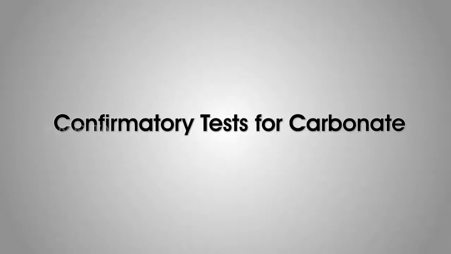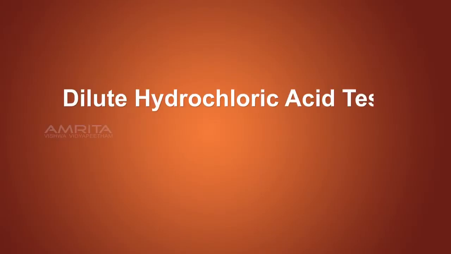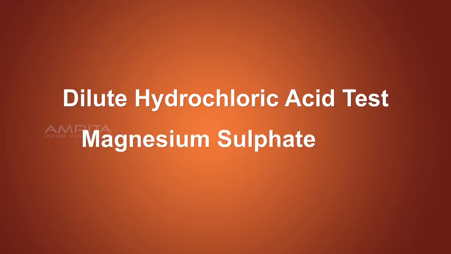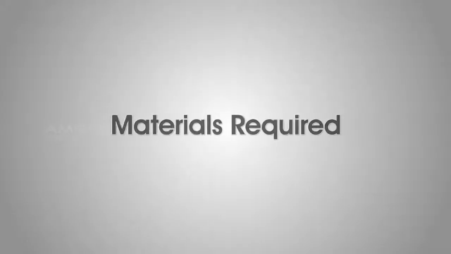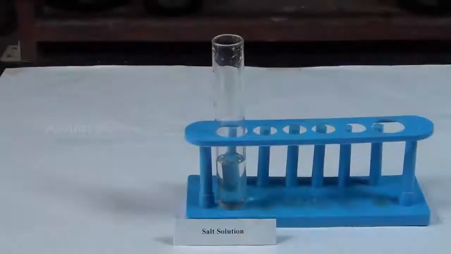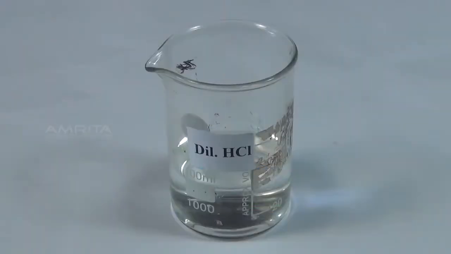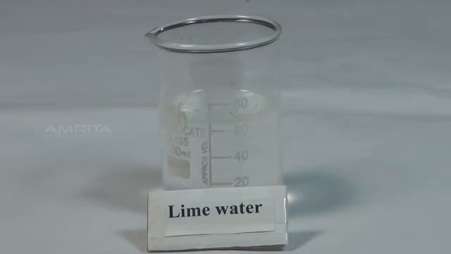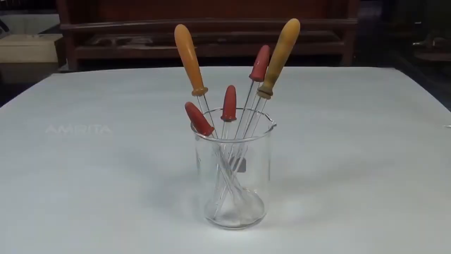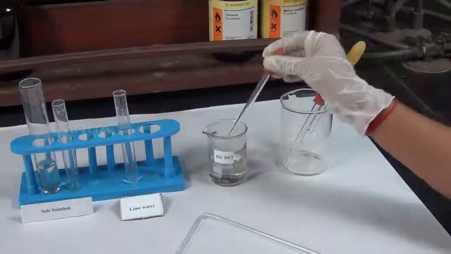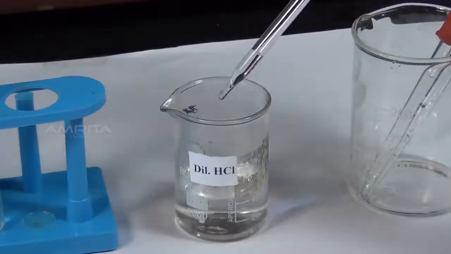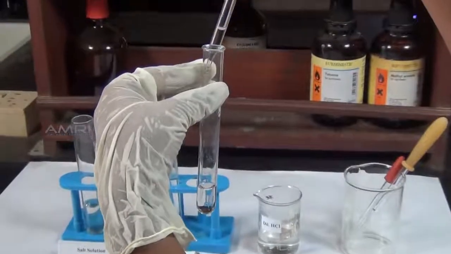Next, we look at the confirmatory tests for carbonate. They are dilute hydrochloric acid test, magnesium sulfate test. Dilute hydrochloric acid test. Materials required: aqueous solution of the salt, dilute hydrochloric acid, lime water, test tubes, and a dropper. Procedure: take a small amount of aqueous solution of the salt in a test tube. Using the dropper, add a small amount of dilute hydrochloric acid into the aqueous solution.